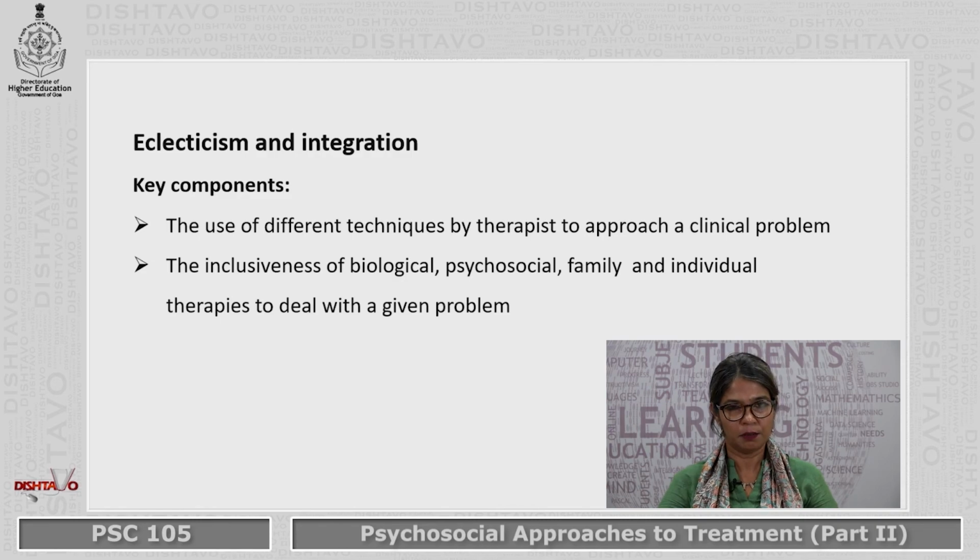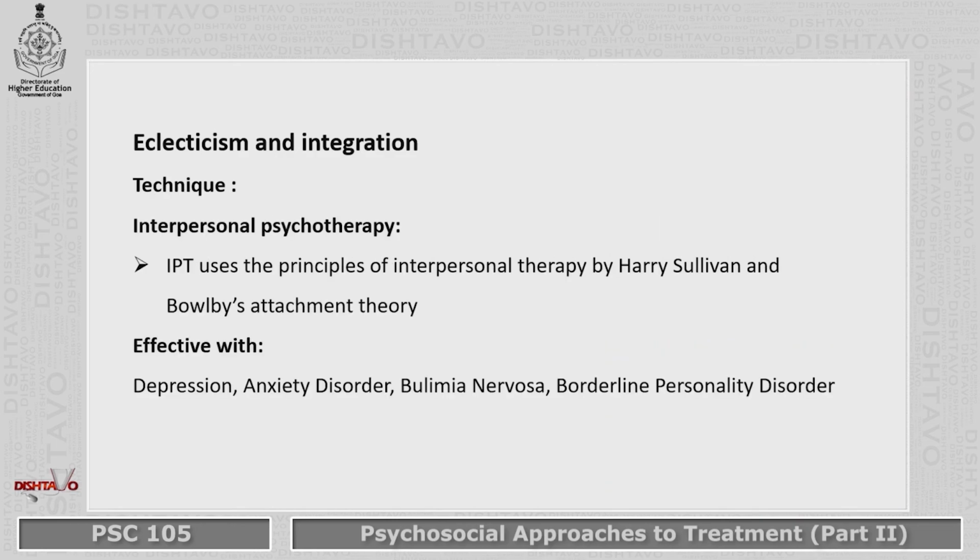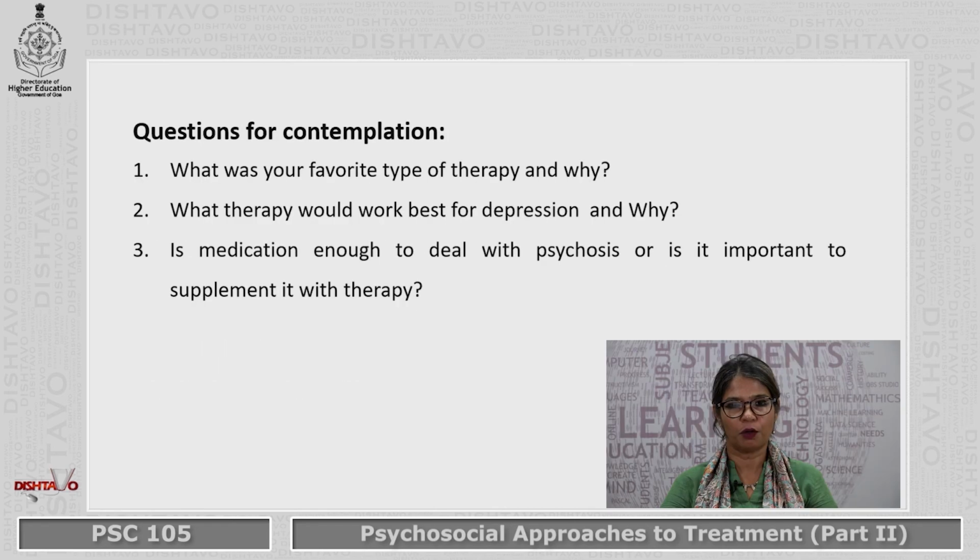The final therapy is eclecticism and integration. The key component is basically the use of different techniques by therapists to approach a clinical problem. It includes biological, psychosocial, family, and individual therapies to deal with a given problem. Techniques include interpersonal psychotherapy, which uses the principles of interpersonal therapy by Harry Sullivan and Bowlby's attachment theory. It is effective with depression, anxiety disorders, bulimia nervosa, and borderline personality disorders. The best part of eclecticism and integration is that you can tailor-make therapy to suit different types of problems.